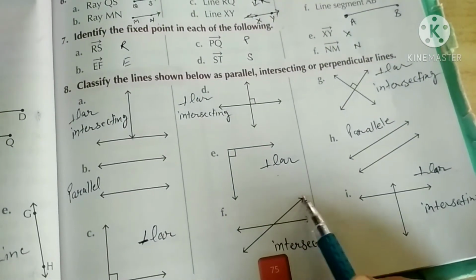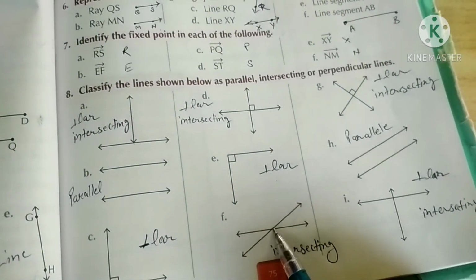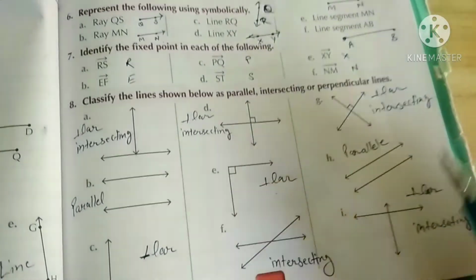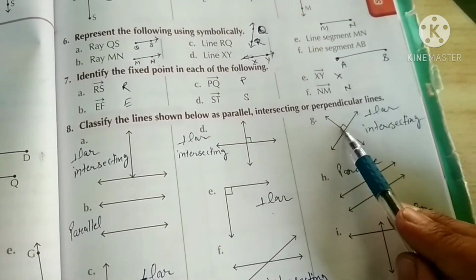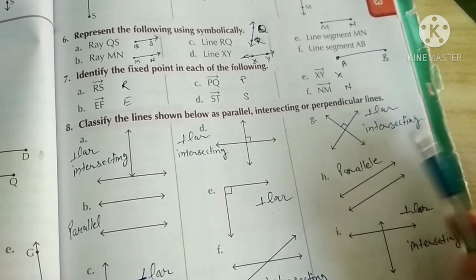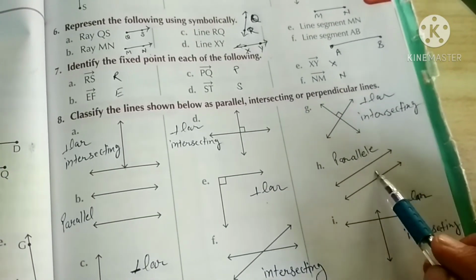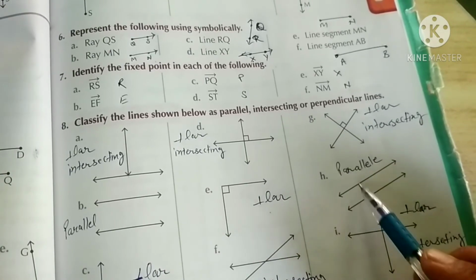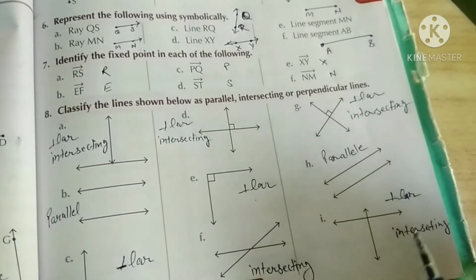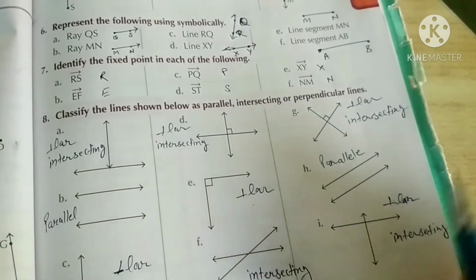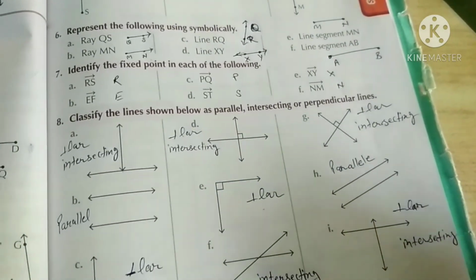In F part, the lines are intersecting because they cut each other at a point. Next G part, the lines are perpendicular because they make a 90 degree angle, and intersecting. In H part, the lines are parallel because the distance between these two lines is equal everywhere. Next I part, the lines are perpendicular and intersecting.